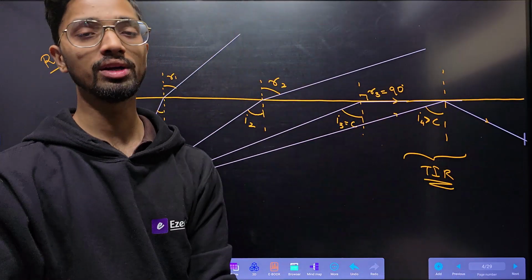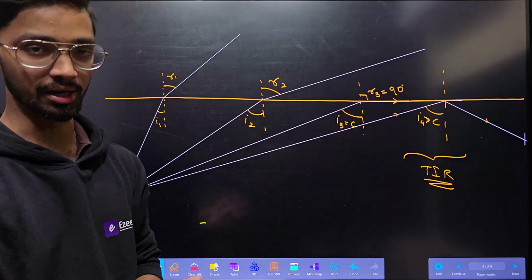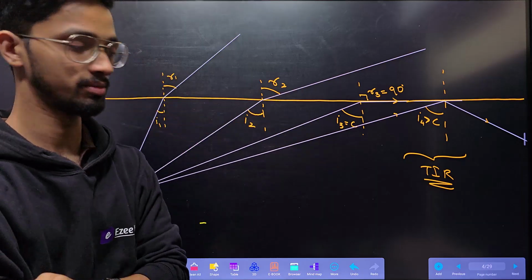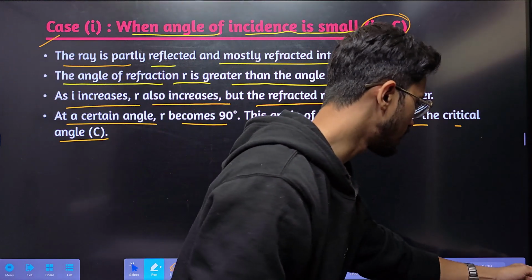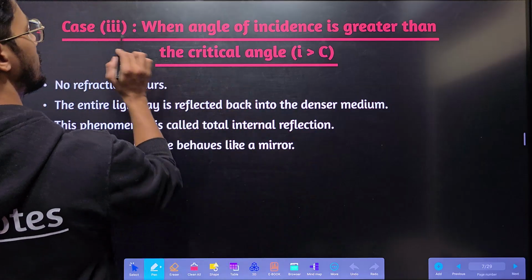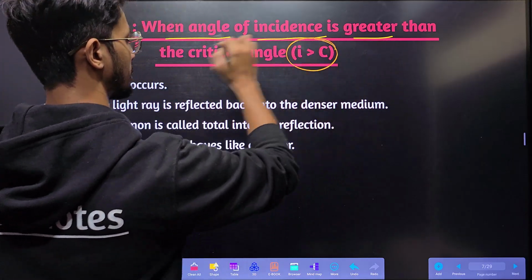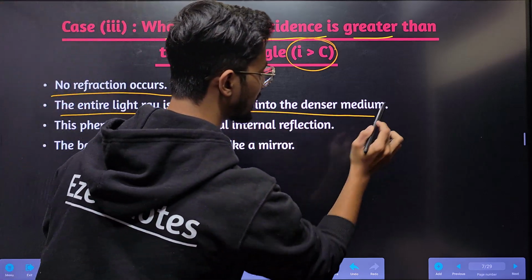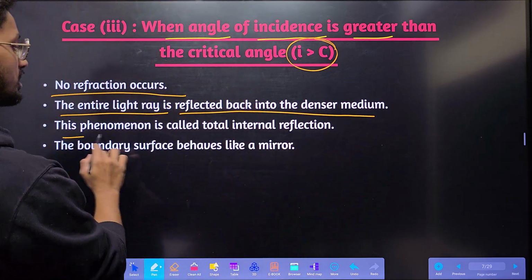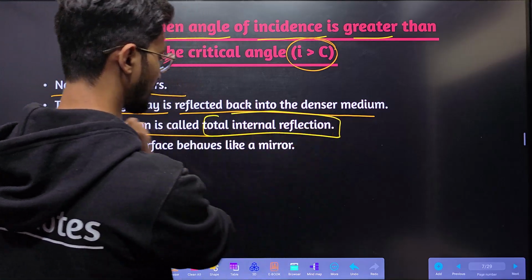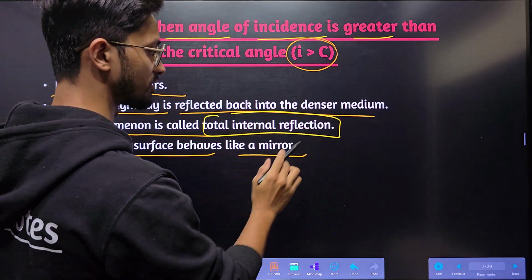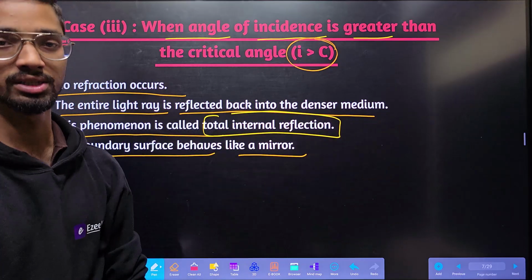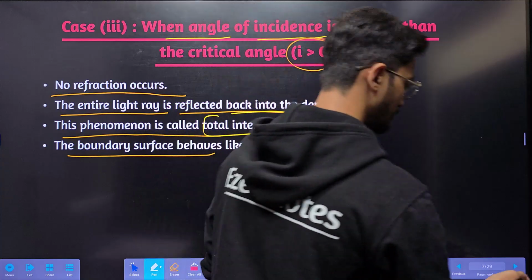So while increasing the angle next time, the refracted ray is gone. Only the reflected ray remains. That process is known as total internal reflection. When the angle of incidence is greater than the critical angle, no refraction occurs. The entire light ray is reflected back into the denser medium. This phenomenon is called total internal reflection, and the boundary surface behaves like a mirror. It comes back to the same medium.